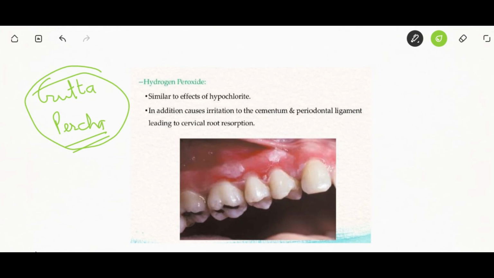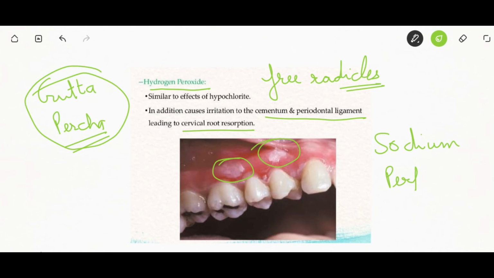Hydrogen peroxide, on contact with the skin, burns the tissues and releases toxic free radicals, so it should be handled with care. Next comes sodium perborate. It is used as a mouthwash, bleaching agent and in dentifrices. You will note that inflammation, edema and ulceration of the mucosa can be seen with this.